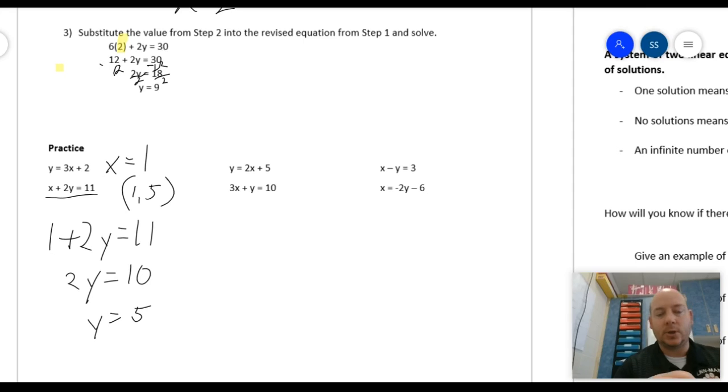Again, we want to write our solution as an ordered pair. All right, now for your second equation, you can go ahead and pause it, try it on your own first.